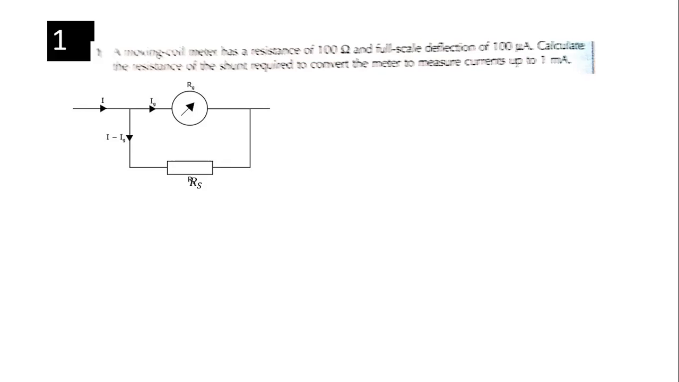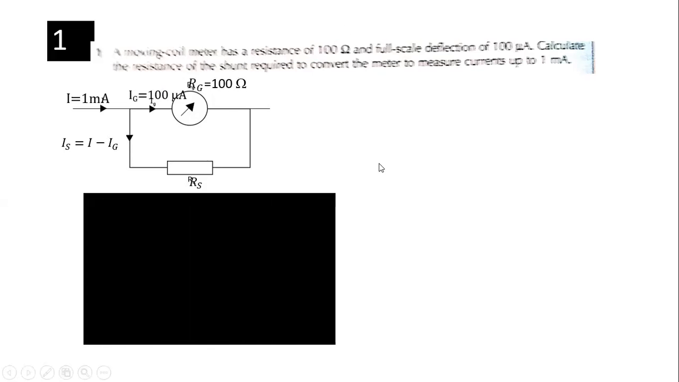R equals 11.1 ohm. Right? That 100 micro is the emitter current given. RG is 100 ohm. And you want to measure 1 milliampere. You want to find this RS. So you can find this current I minus IG, Kirchhoff's current law. So IS equals I minus IG. Subtract that. Right? I am using micro.